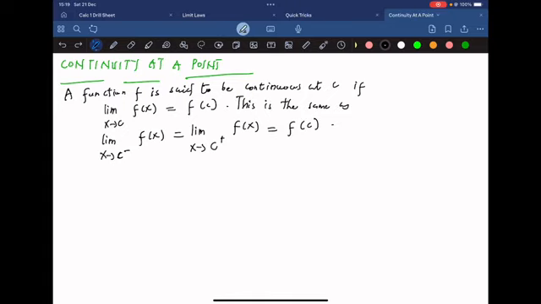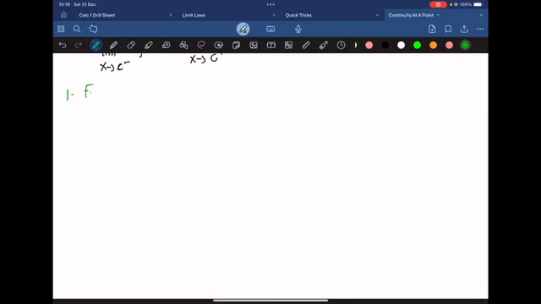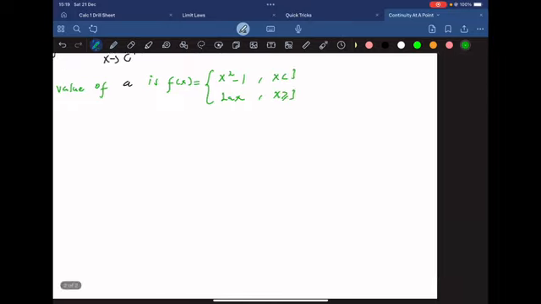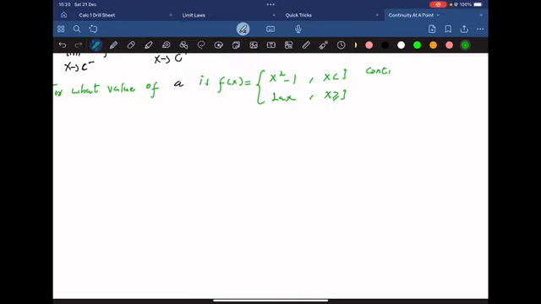Okay, let's go ahead. For our first question, for what value of a is f of x, which is equal to this piecewise function, continuous at every x?